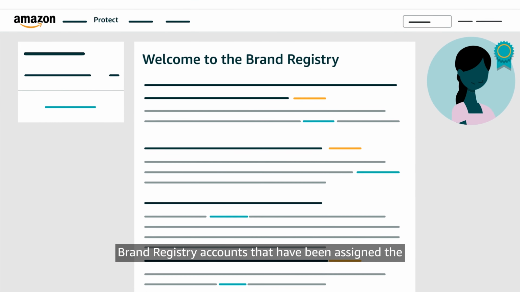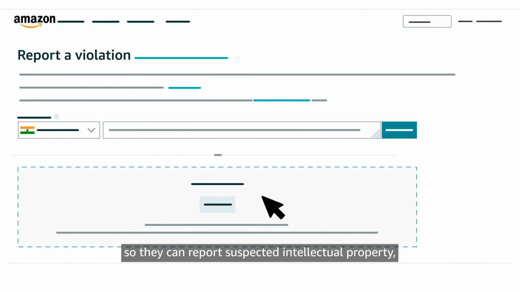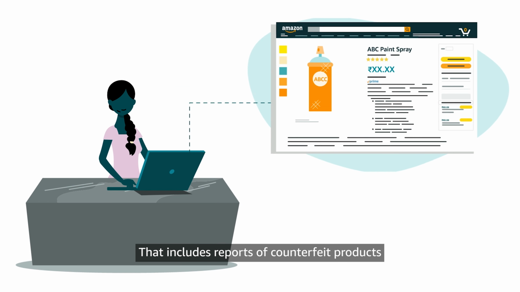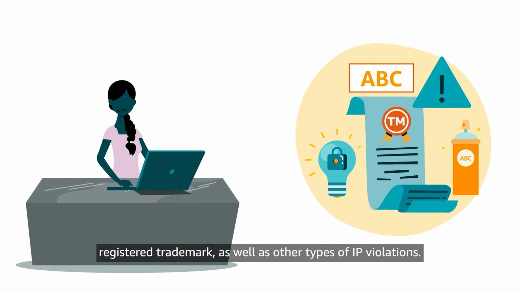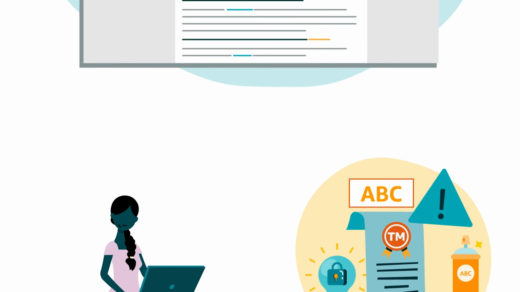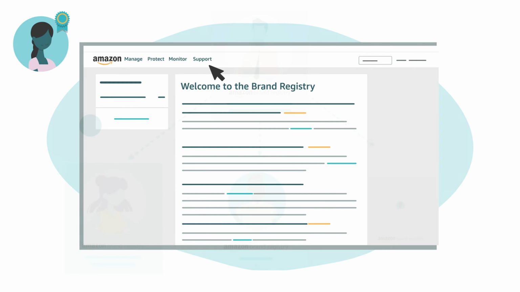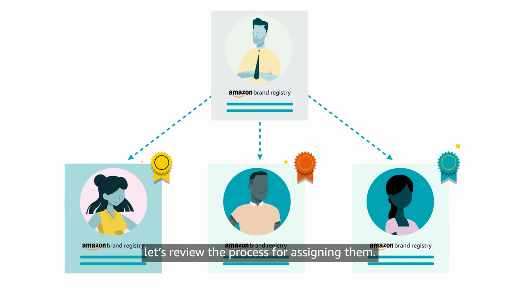Brand registry accounts that have been assigned the registered agent role have access to the report a violation form, so they can report suspected intellectual property or IP infringement. That includes reports of counterfeit products against a brand's active registered trademark as well as other types of IP violations. Registered agents can also use the other brand registry tools with access similar to that of a rights owner. Now that you are familiar with each role, let's review the process for assigning them.